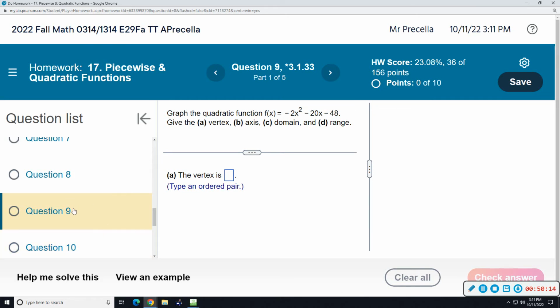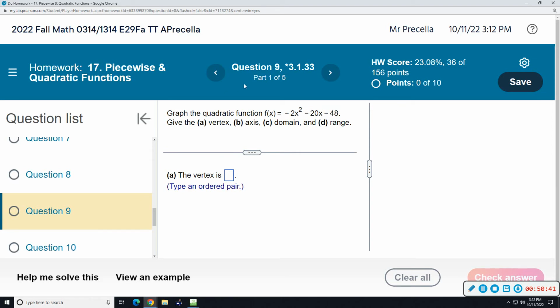Number 9. Graph the quadratic function. They want us to find the vertex, the axis, domain, and range. Realize the axis is this vertical line, x equals negative b over 2a. And the range, we'll have to look at the graph to determine the range, okay?